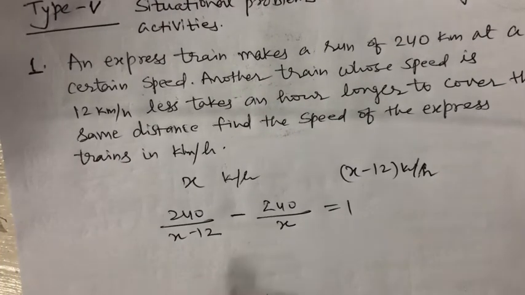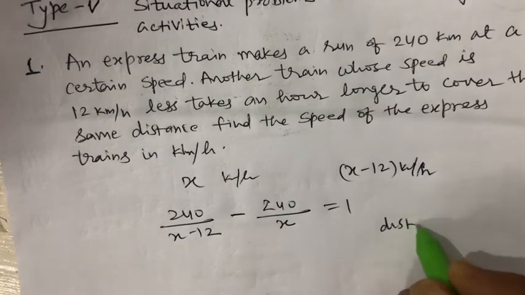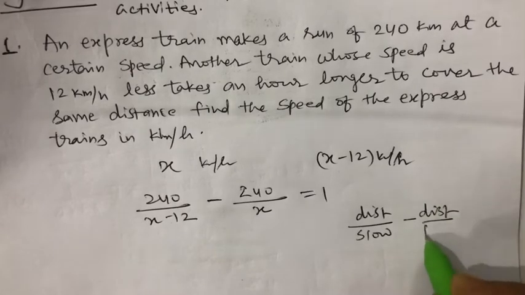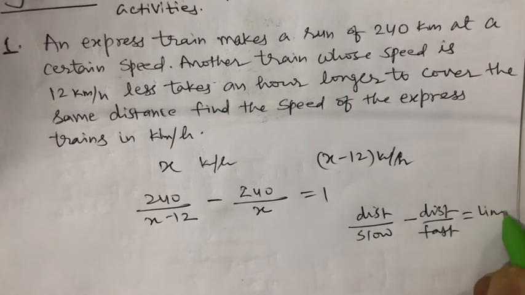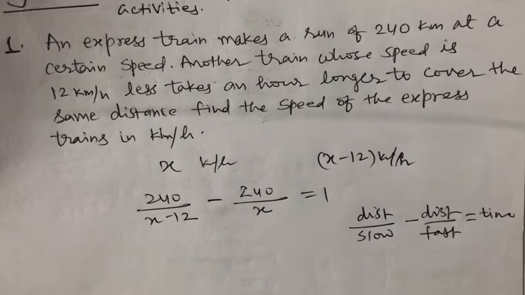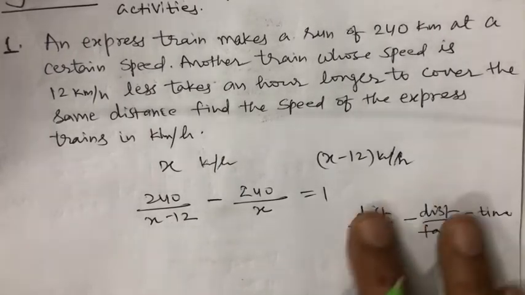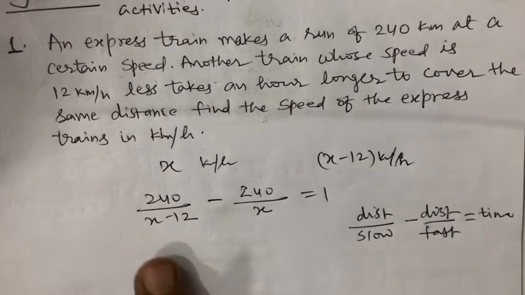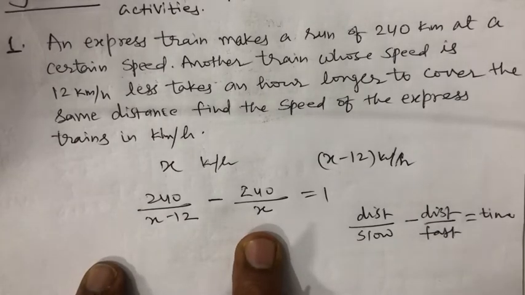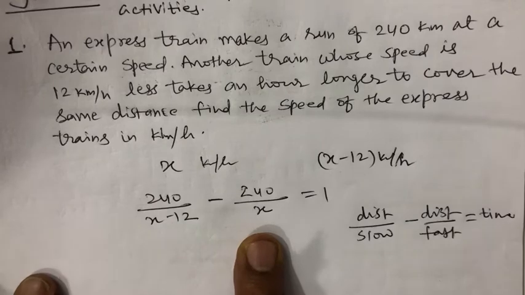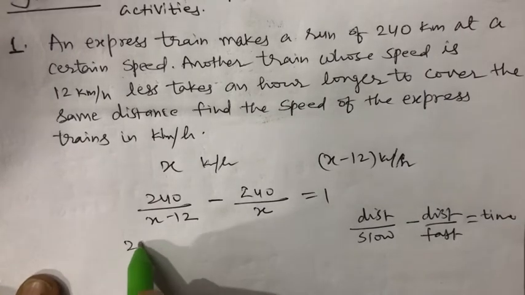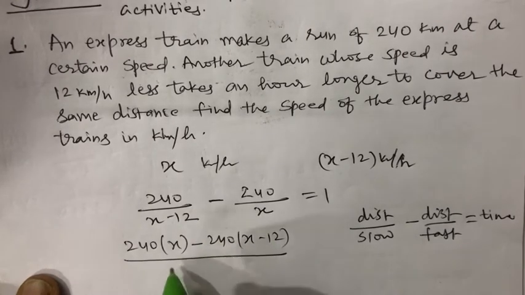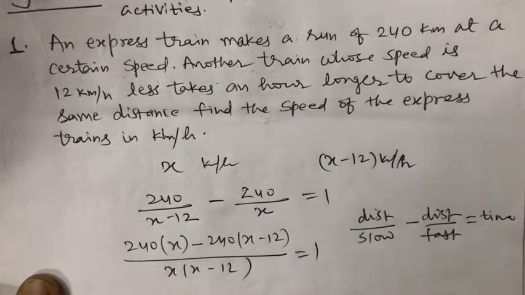The most important thing is the formula is like this: distance divided by slow speed minus distance divided by fast speed equals the difference in time. Mostly questions you can solve by this method, but the important point is don't put the fast speed here, you have to put the slower speed here. So this is a question of our today's first lecture, how to solve the questions based on LCM. So here we can solve by taking LCM. 240 into x minus 240 into x minus 12, LCM is x into x minus 12, equals 1.